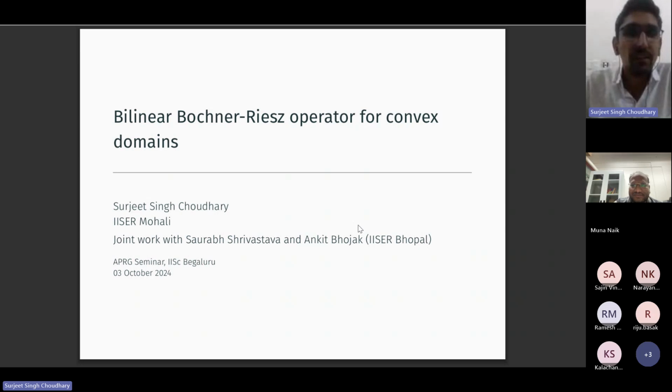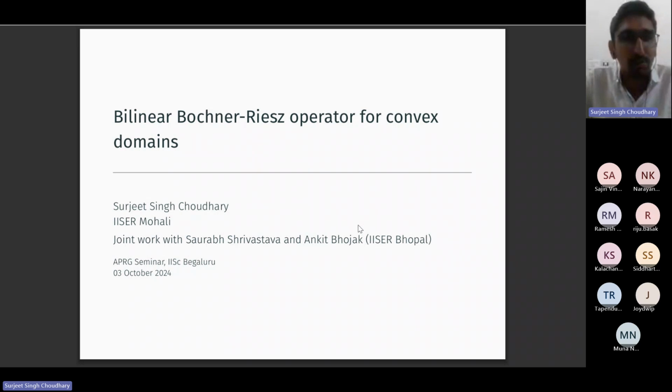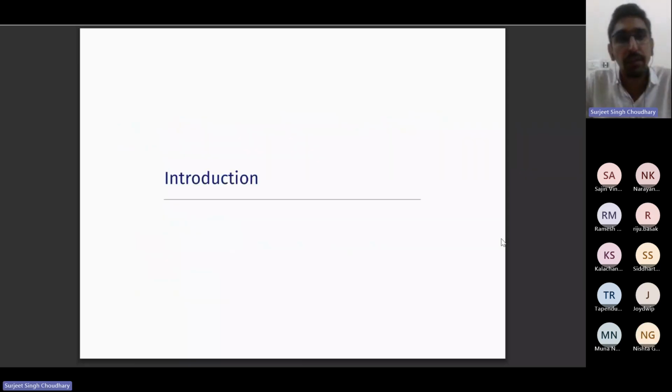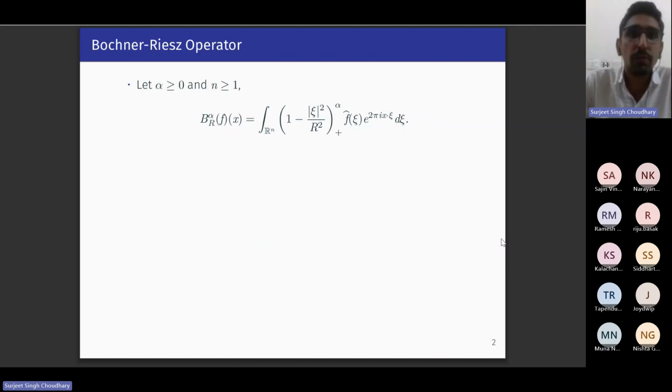Good afternoon, everyone. So today I'll be talking about the bilinear Bochner-Riesz operator for convex domains. In the talk, I might go a little faster, so you can interrupt me in between to go slow. So let me start with the Bochner-Riesz operator in the linear case.